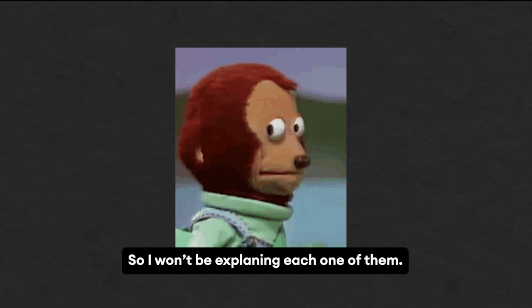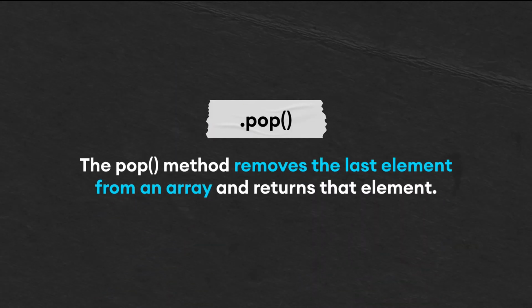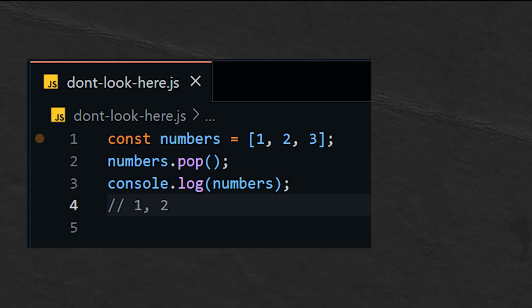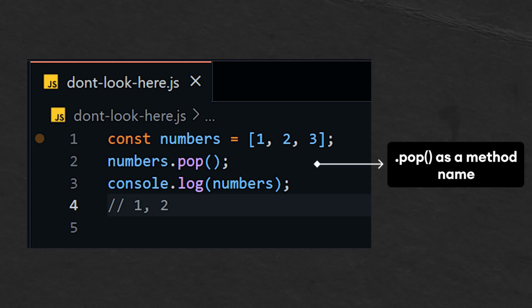The syntax for the rest of the methods is almost the same, so I won't be explaining each one of them. The next one is pop. Pop removes the last element of an array. The example of this would be the same as the previous one, with just a difference of method name in the syntax. The next one is shift.